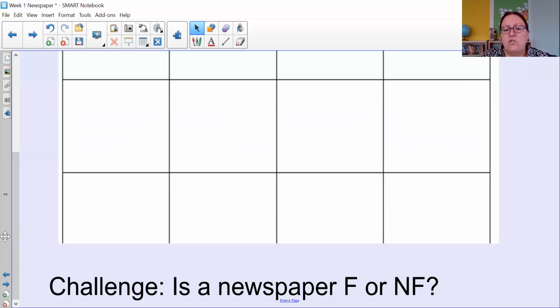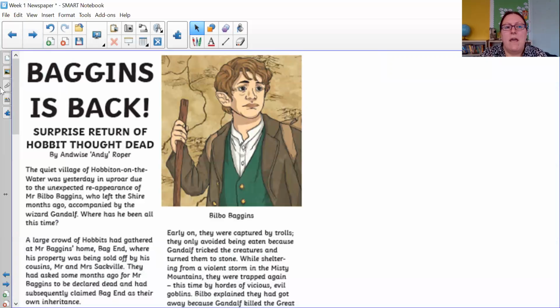And for an extra challenge, you're going to think about, is a newspaper fiction or non-fiction? Now that might sound like I am giving you a very tricky question or a very easy question. So am I tricking you or not? Have a think about that and send your response to myself and or Ms. Thomason about whether you think newspaper articles or newspaper reports are fiction or non-fiction. Can they be both?